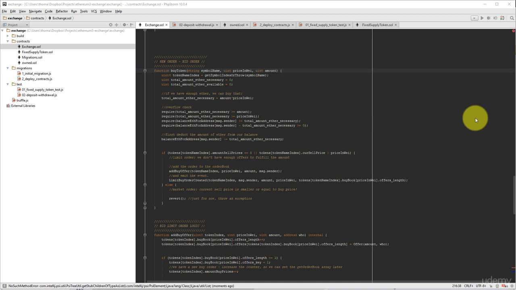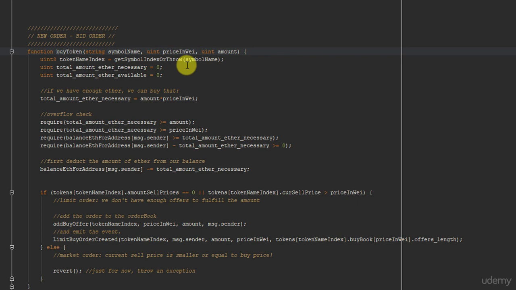So now let's put that learned theory into practice. And this is exactly what this lecture is about. I'm going to walk you exactly step by step through the logic of creating a new limit buy order. And I will do this here with the logic that I already have here. And I will start by explaining to you exactly step by step what's going to happen here.